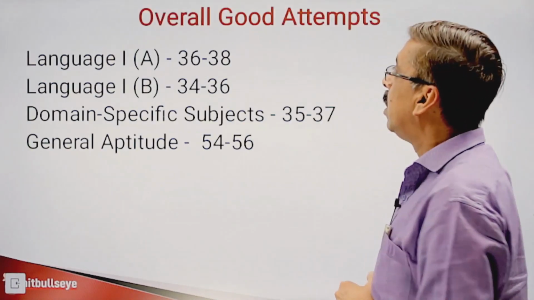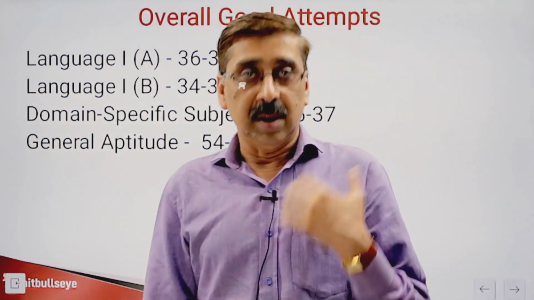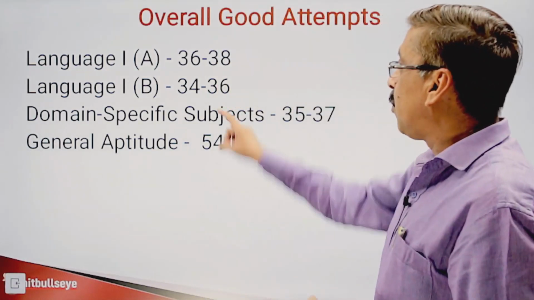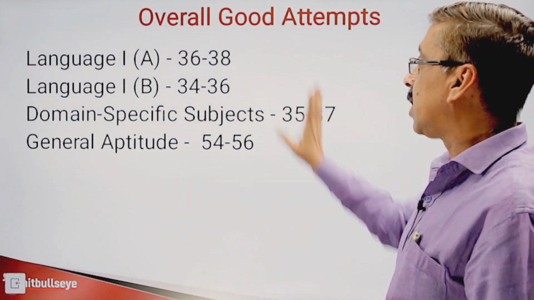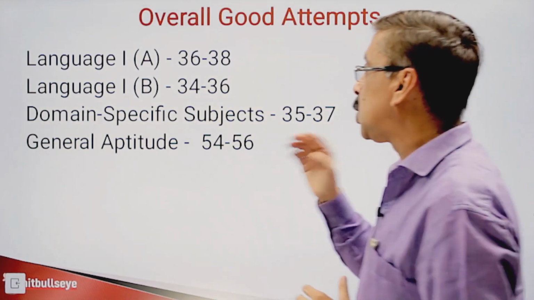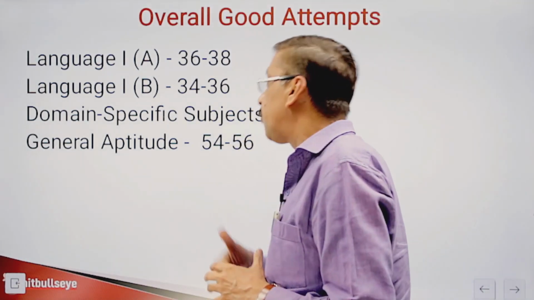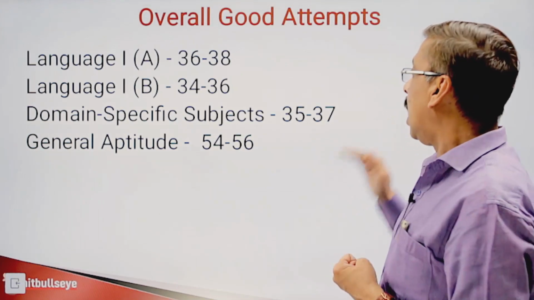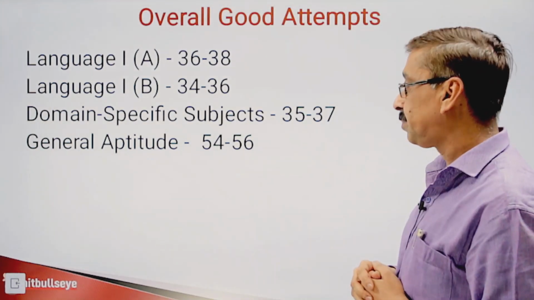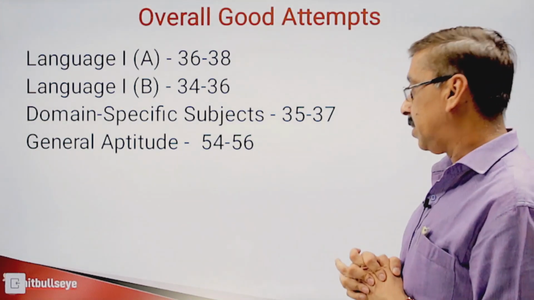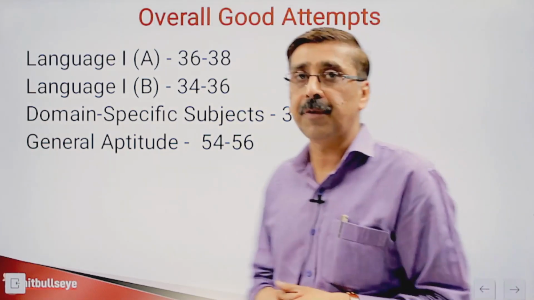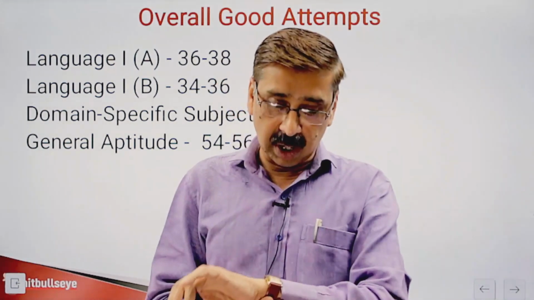So guys, it's very important for us to learn the tricks and shortcuts to increase accuracy and save time. So guys, if you ask me this year, the good attempts: Language 1A, 30 to 38 out of 40 are considered good attempts. Language 1B, 34 to 36 out of 40 questions. Domain specific, out of 50, 35 to 37 questions considered good. And general aptitude, out of 75 questions, 54 to 56 questions. Total attempts would be considered good. So that's how it goes.